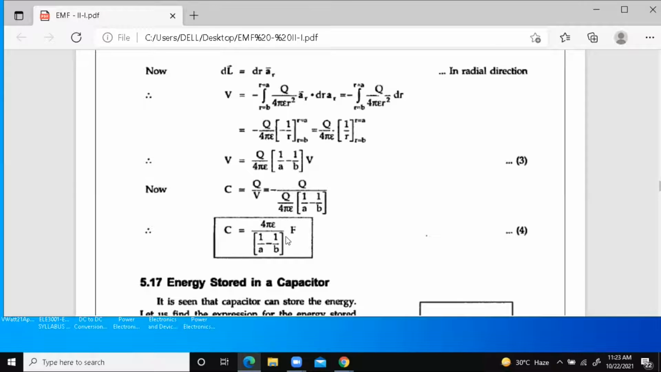So this is the capacitance of a concentric capacitor.